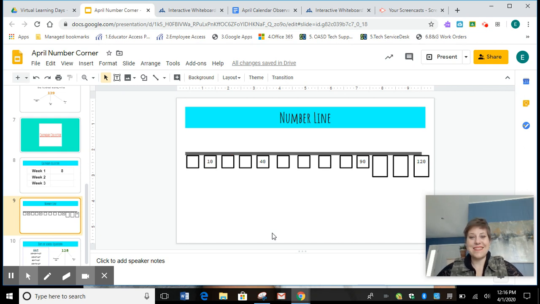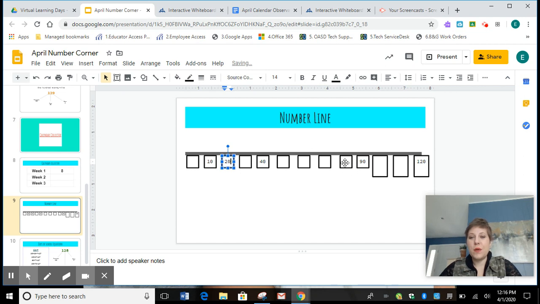Are you ready? What number is 10 more? 20, you're right. What number would be 10 less than 90? 80, you got it. What would be 10 more than 90? 100. What would be 10 more than 40? 50, you got it. What if I was at 40 and I wanted to know what was 20 more? So I was at 40 and I took those 2 hops. You're right, it would be 60.